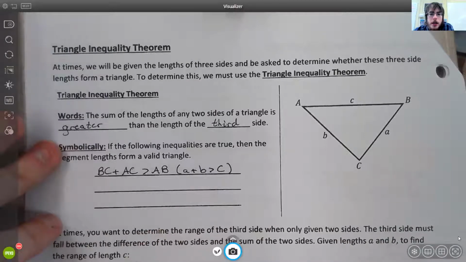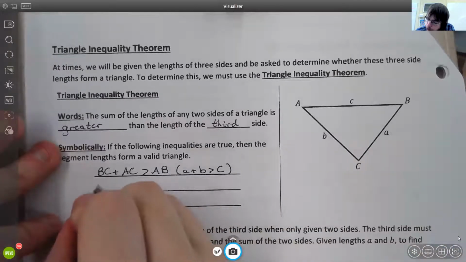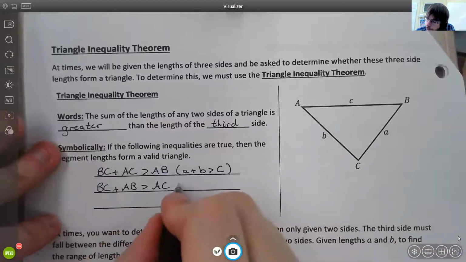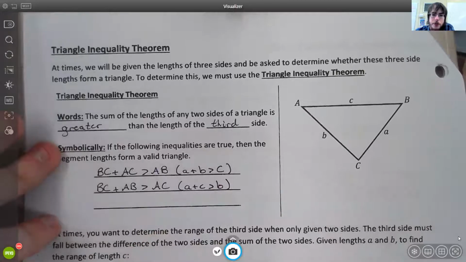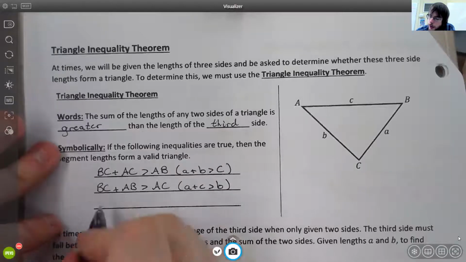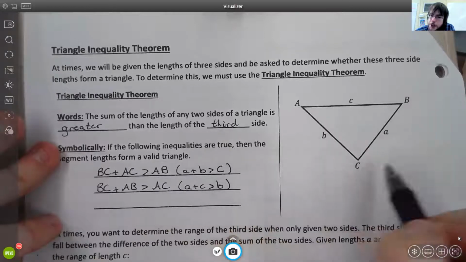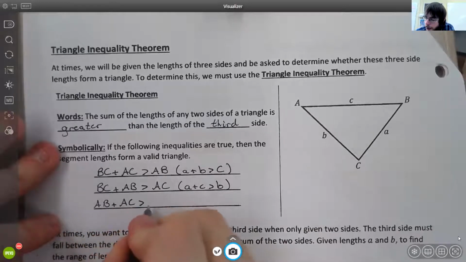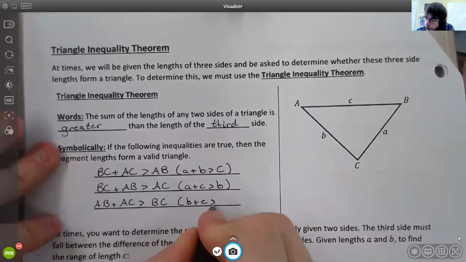Okay. The next inequality that has to be true, BC plus AB has to be greater than AC. So in other words, A plus C is greater than B. And then the third inequality that must be true, AB plus AC is greater than BC. So that means that B plus C must be greater than A.